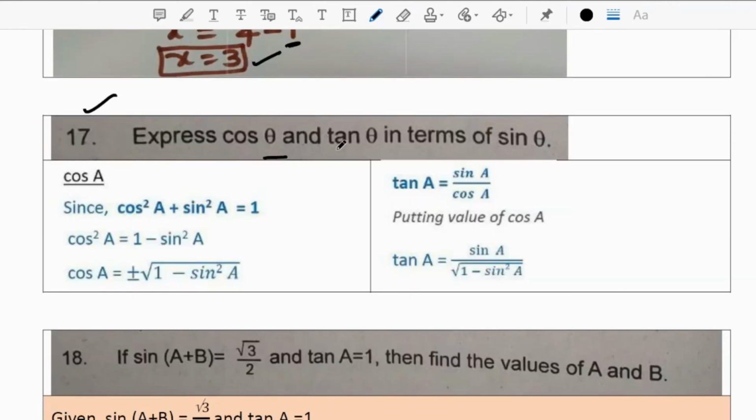17th question, express cos theta and tan theta in terms of sin theta. Cos A can be expressed as root over 1 minus sin square A, and tan A can be expressed as sin A by root over 1 minus sin square A.